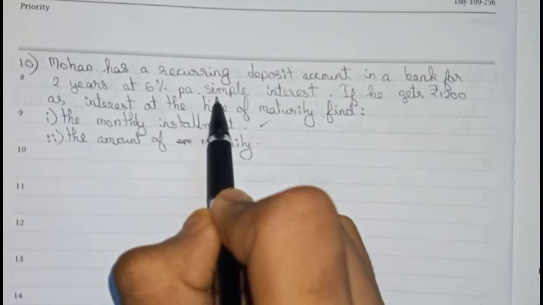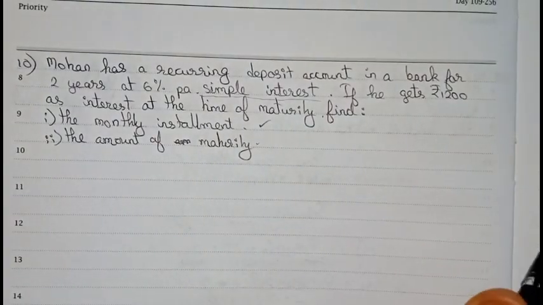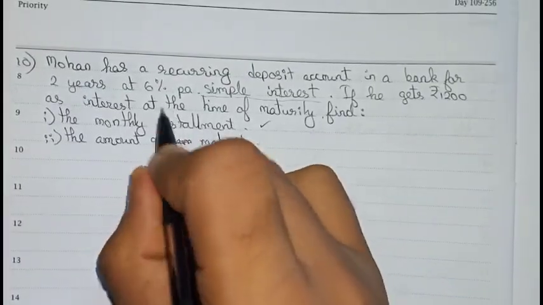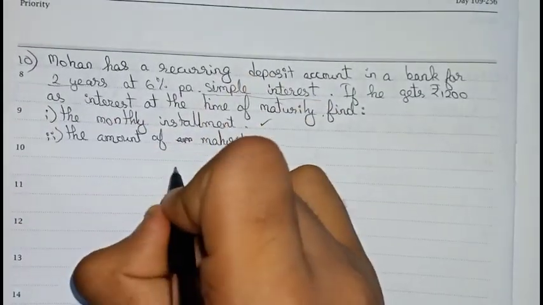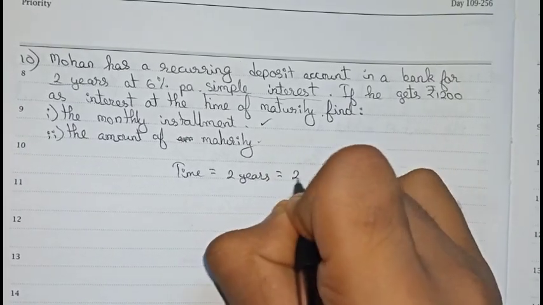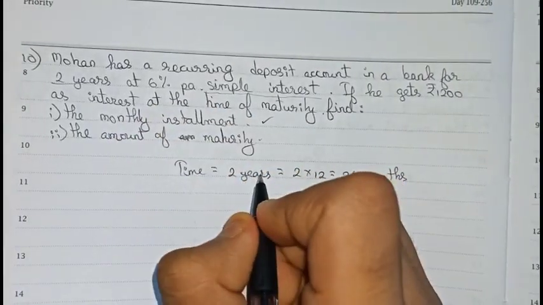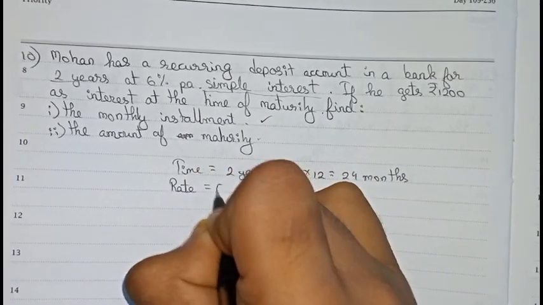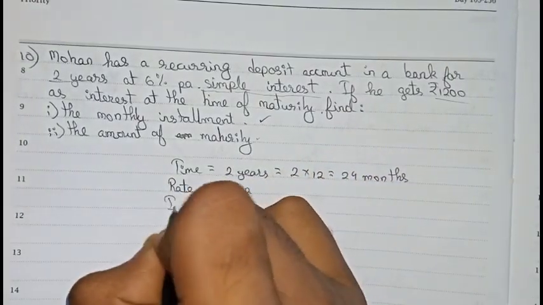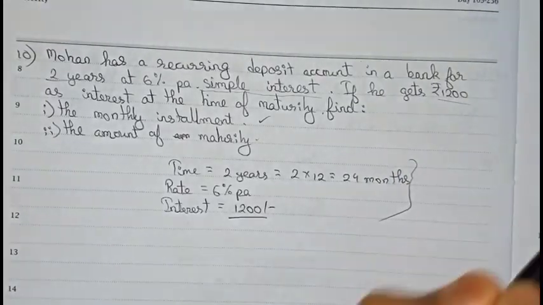And guys, here simple interest is nothing, just to make the question complicated, it is only the recurring deposit. So we write all the information that have been given. First we write time, given 2 years. So 2 years means 2 into 12, 24 months, and 6% per annum. Rate is equal to 6% per annum. This is given as interest. So interest is given, 1200. So with this information we can calculate the principal.